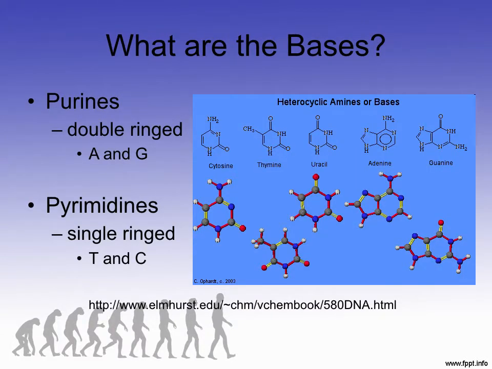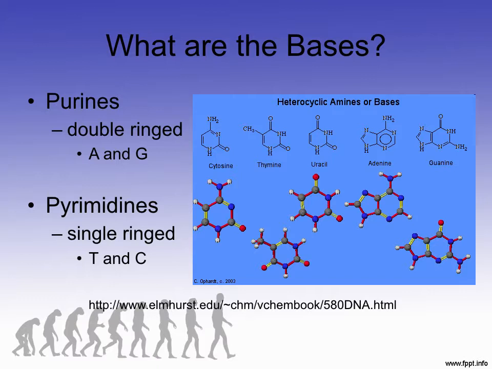You'll notice on this slide that I say that purines are double-ringed and pyrimidines are single-ringed. When we're talking about DNA, purines are adenine and guanine. Pyrimidines are cytosine and thymine. In RNA, we have uracil rather than thymine, so uracil is a pyrimidine.